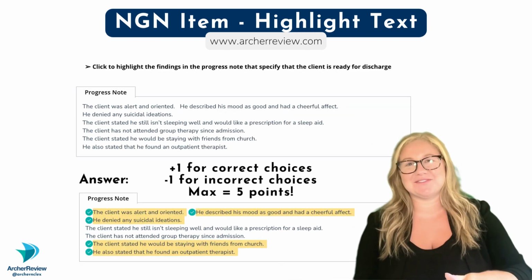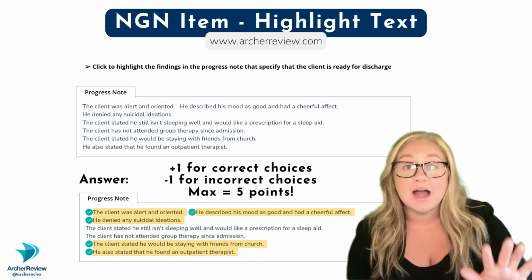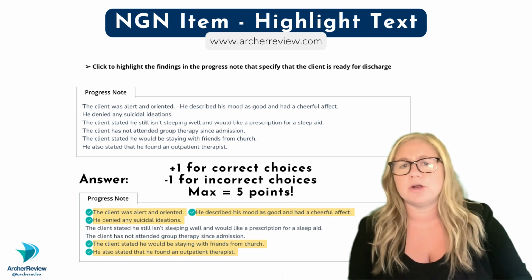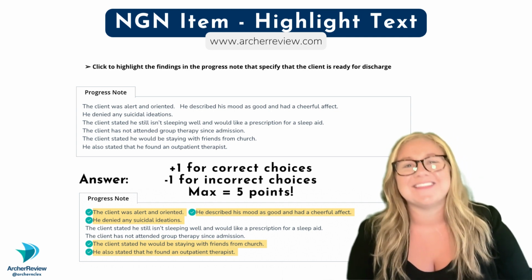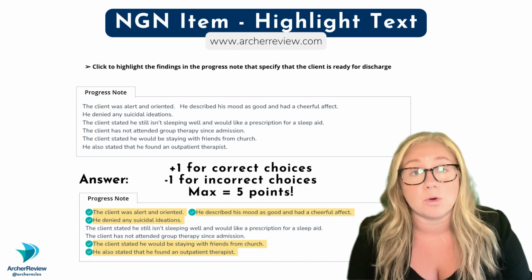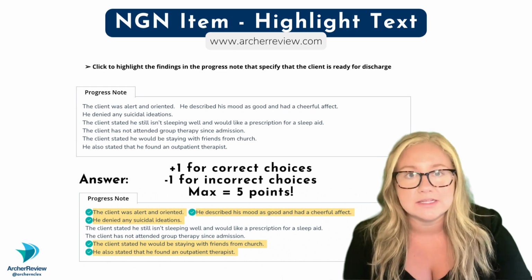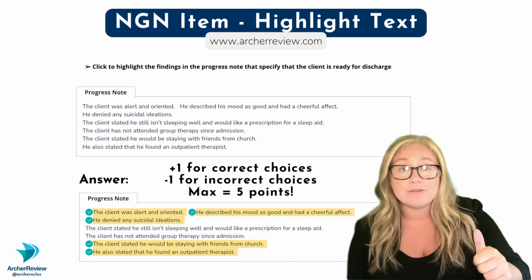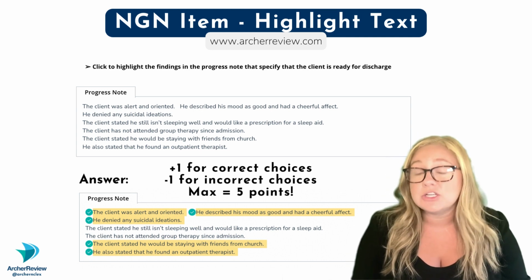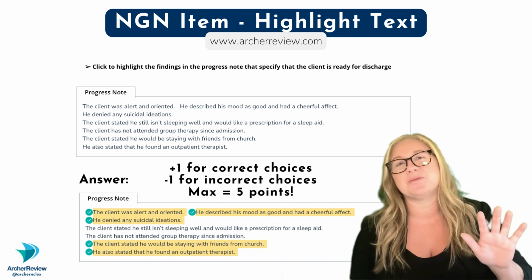So there's your answer, future nurses. There were 7 statements that you could highlight. 5 of them were correct. Remember, they were just true or false statements. They wanted you to click on the statements that indicated your client was ready for discharge. Honestly, pretty straightforward. Since 5 of them were correct, there were 5 possible points. You got 1 point for every statement you clicked on that was correct. And if you clicked on anything incorrect, you got a point deducted for a maximum of 5 possible points.